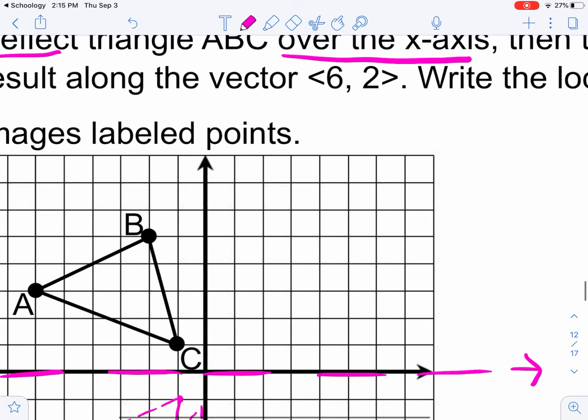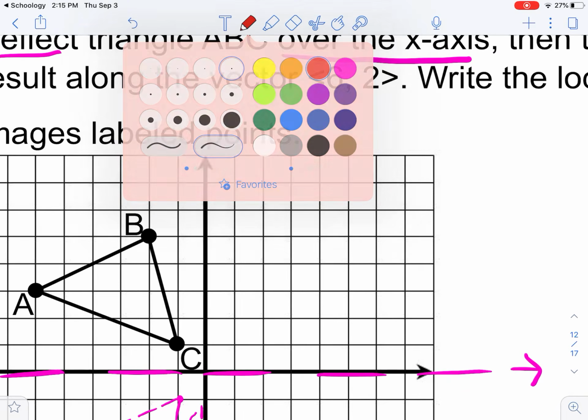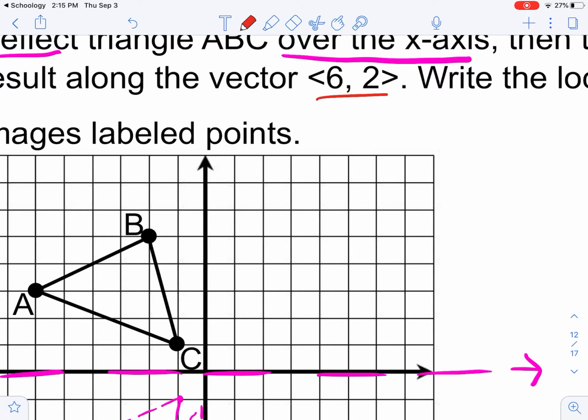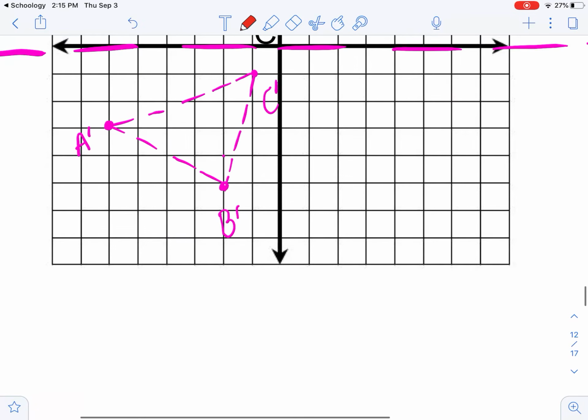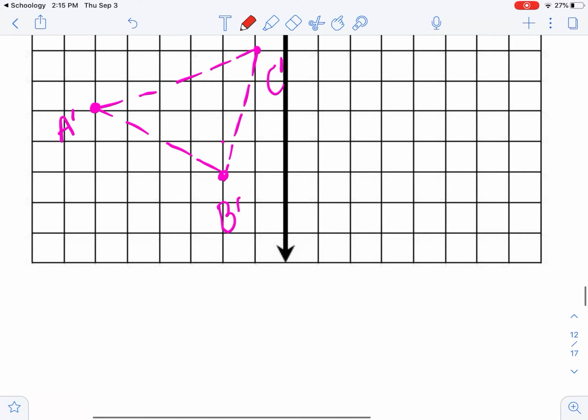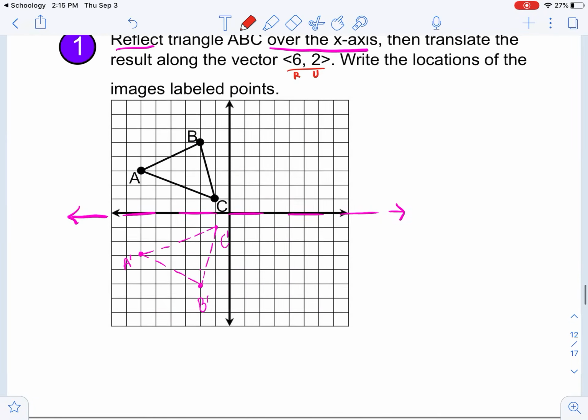Okay, so now it says translate along the vector 6, 2. So I'm going to move it right 6 and up 2. All 3 points. Now you're doing this to the image that you just drew. You're not doing it to the original, otherwise it's just moving the same figure 2 different ways. Okay, so I forgot what it was.